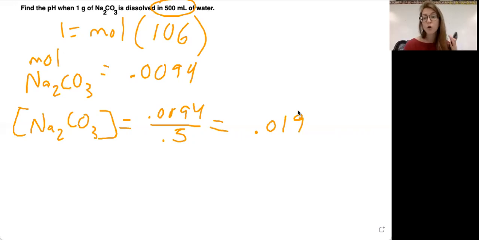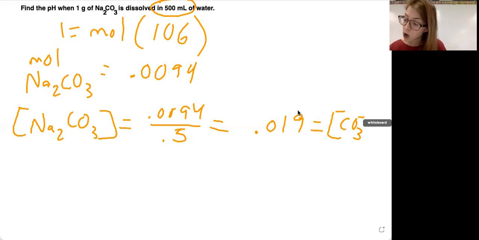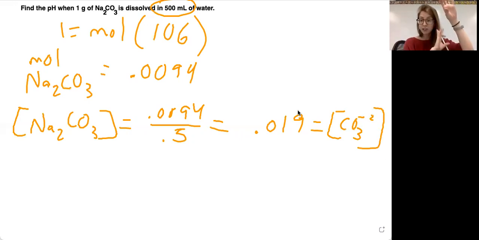Sodium carbonate is in a 1-to-1 ratio with the carbonate. And it's that carbonate ion that's my weak base, right? When we are testing the ions against water, whichever ion reacted with water to form the basic solution, that's the ion that I am working with. So I care about carbonate as my weak base. It's in a 1-to-1 ratio with sodium carbonate, and therefore I already know my molarity of my carbonate.